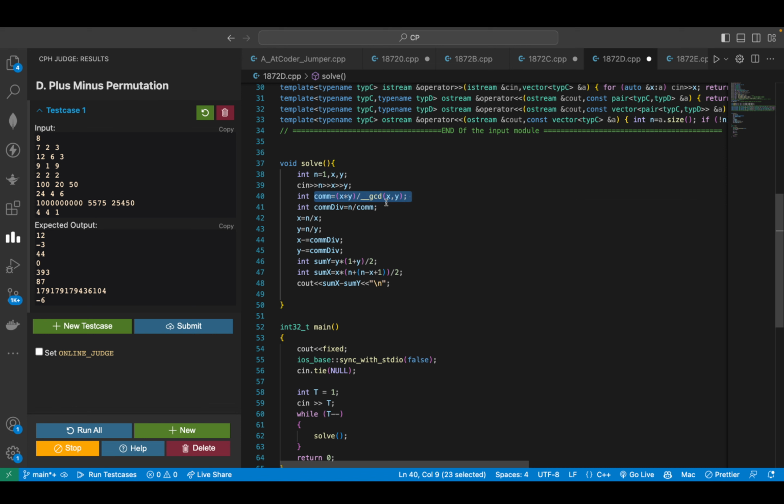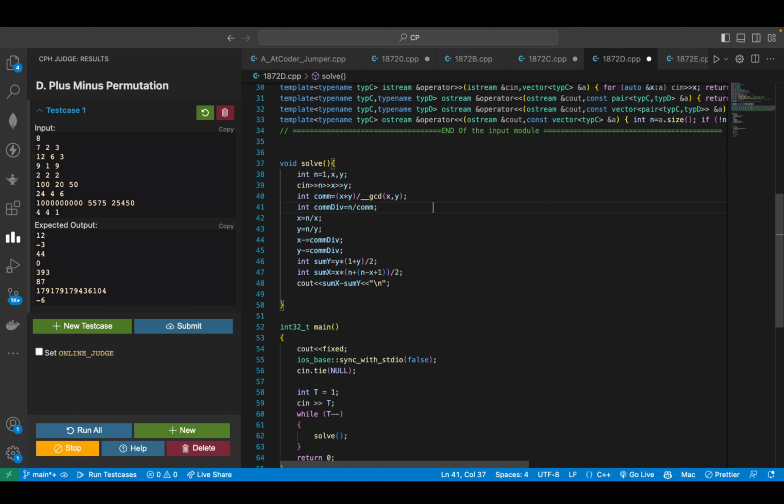Now why do I need to find the LCM? Because as I said, there would be some places that are divisible by both x and y. So I need to find them, right? So let's call this LCM. I've called it common or com. Now how many places would these be? So these would technically be n divided by com.